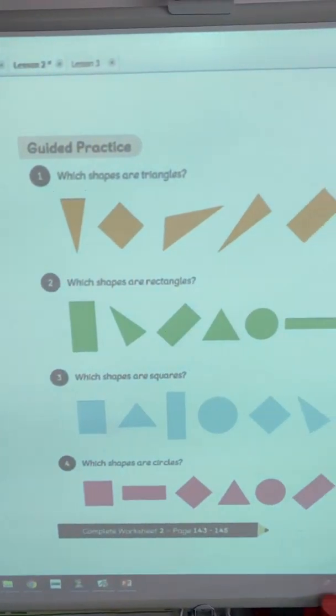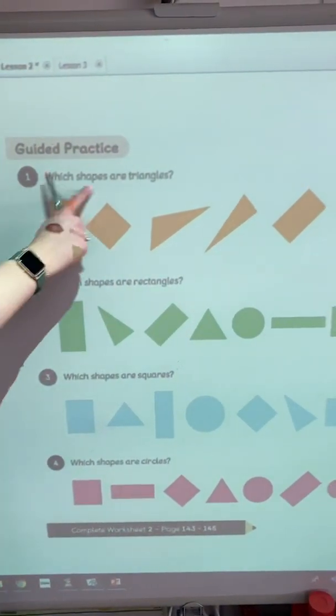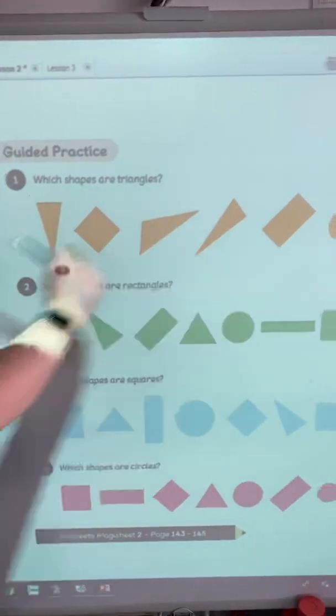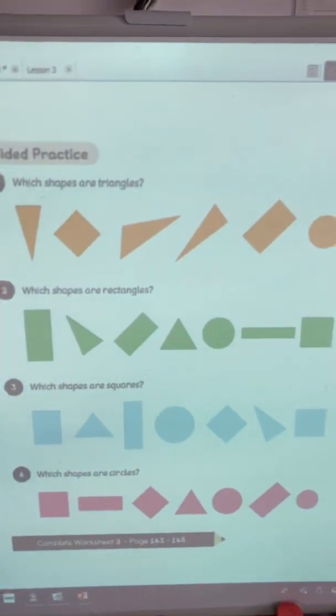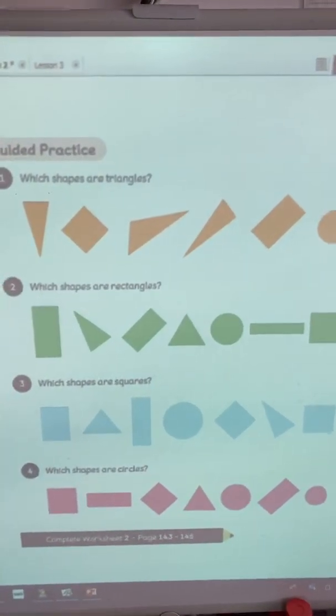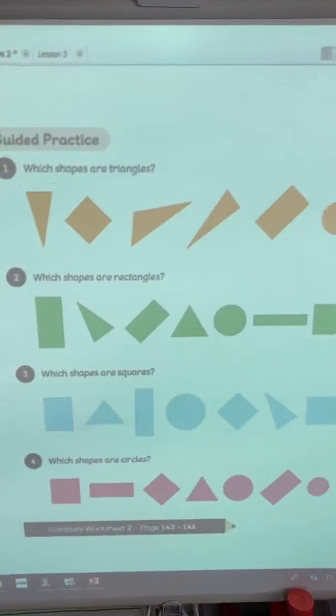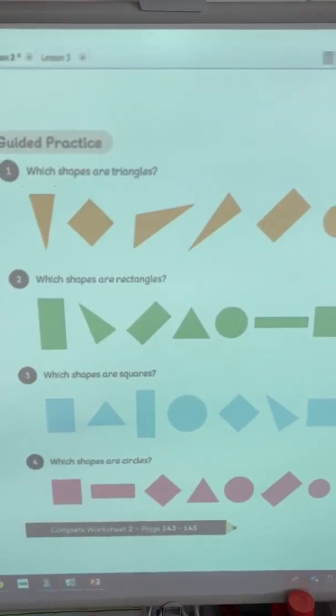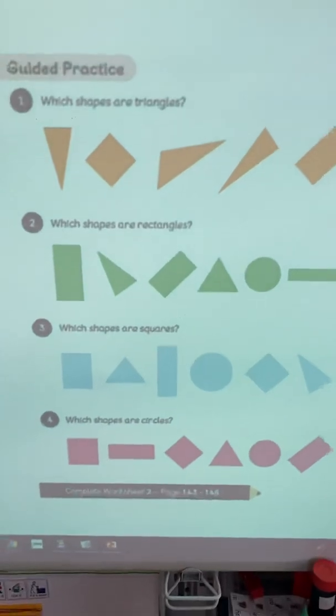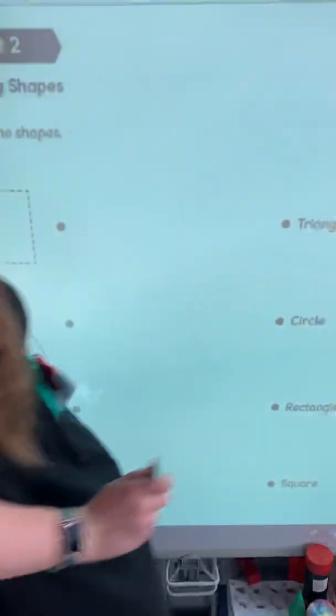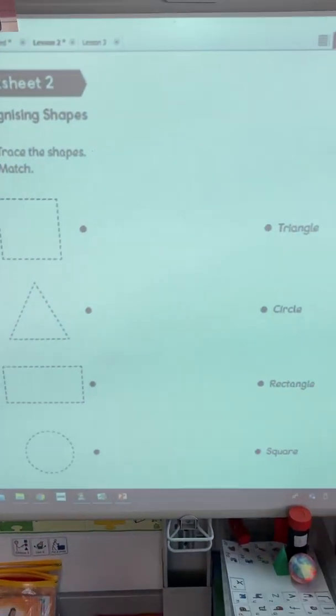And then on to the guided practice. So, which shapes are triangles? Can you have a look and identify the triangles? Which shapes are rectangles? Which shapes are squares? And which shapes are circles? And then you need to go into your workbook on page 143 and it looks like this, okay?